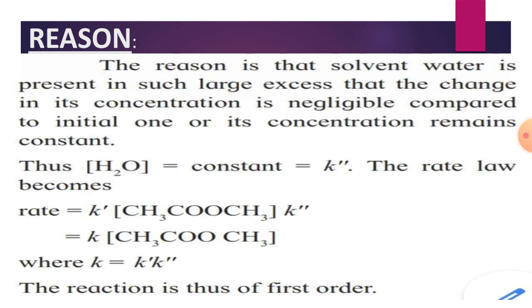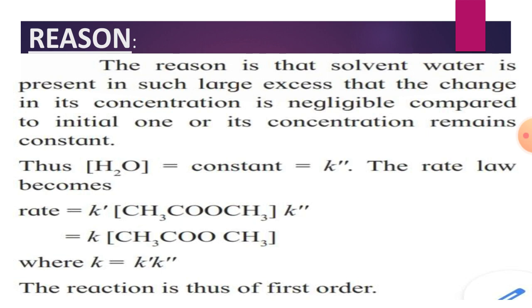Here K' into K'' will be equal to K. Here I am taking the value of K' and K'' is equal to K. You can take any of the value. For constant, usually we take the value K. So rate is equal to K into concentration of methyl acetate.